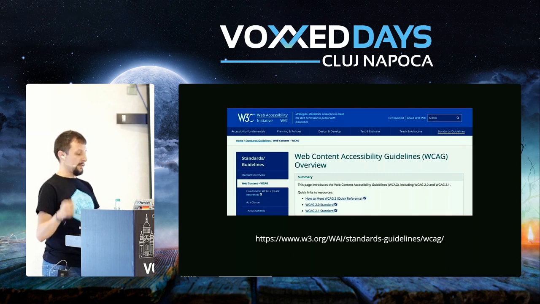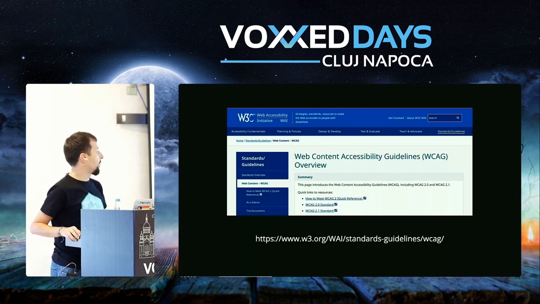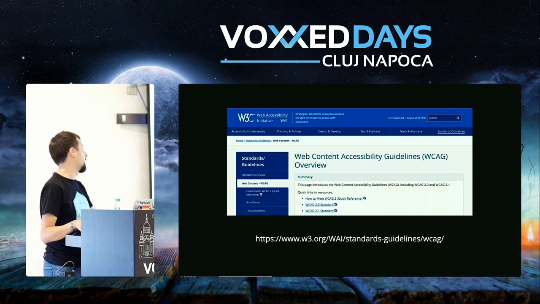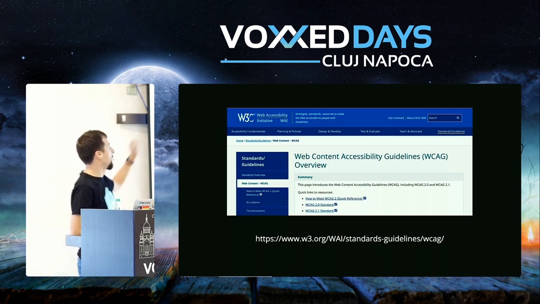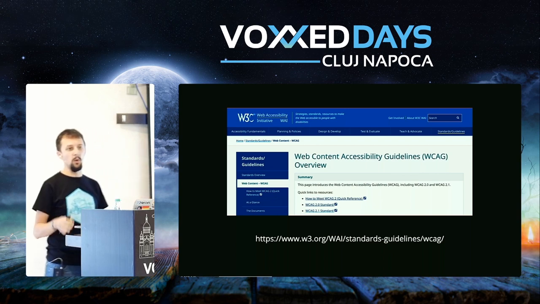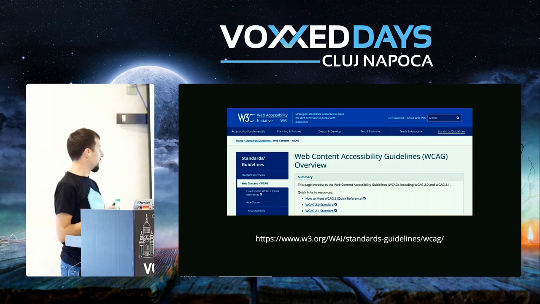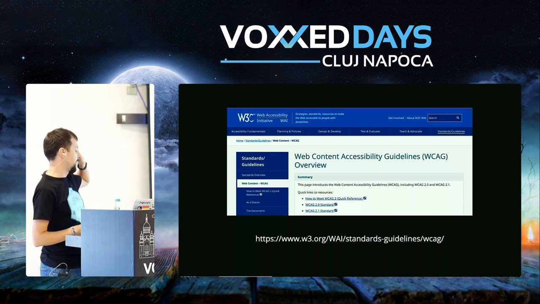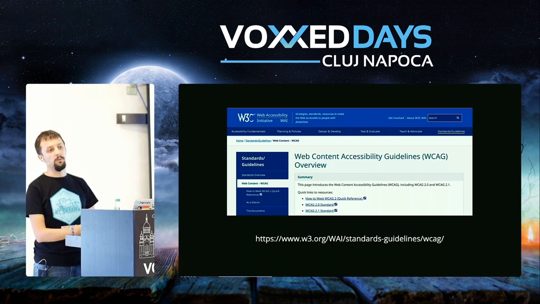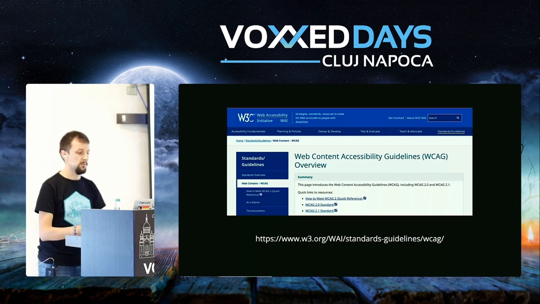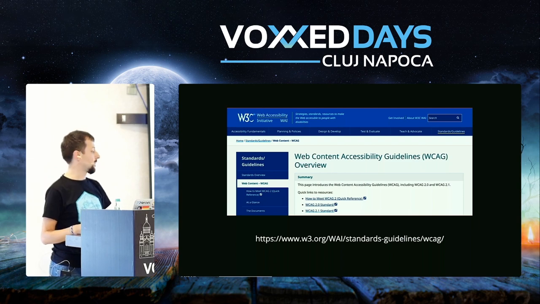Accessibility is standardized under the Web Content Accessibility Guidelines. It's part of the W3C initiative. They basically run most of the standards of the web. You can find it on the link online. You can find pretty much all the information about accessibility in all different categories and all the different standards involved.